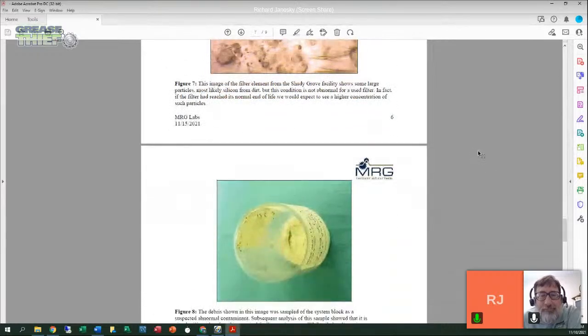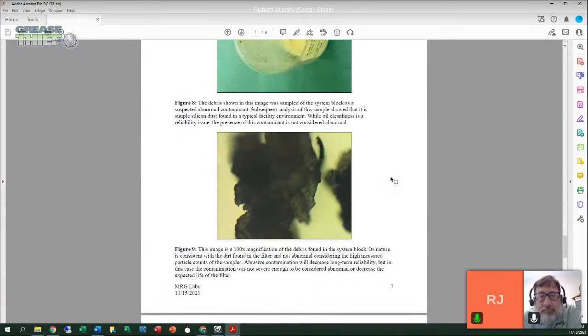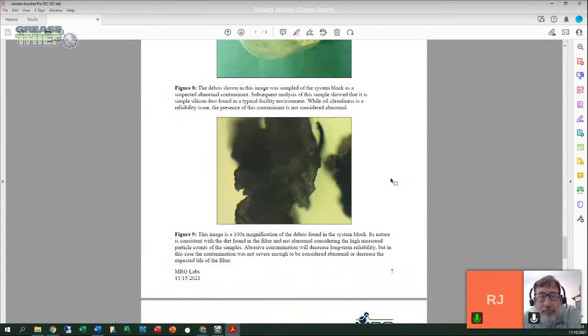And then down here, this is a picture of the debris that's in the bottom of the bottle. So just noting that, we always want to put all the data, all the information into the report for the customer. And then here are some of the debris pictures that we found in the block. So this is kind of just showing the consistent dirt particles that were found around where the filter was.